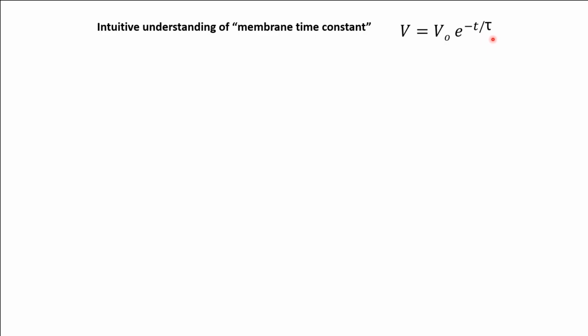We can actually predict what the range of tau would be in most neuronal membranes. So tau is equal to RC. R is on the order of megaohms, say 10 to the power 6, and C is on the order of nanofarads, say 10 to the power minus 9. So R times C becomes 10 to the power 6 times 10 to the power minus 9, that is 10 to the power minus 3. So tau will be on the order of milliseconds.